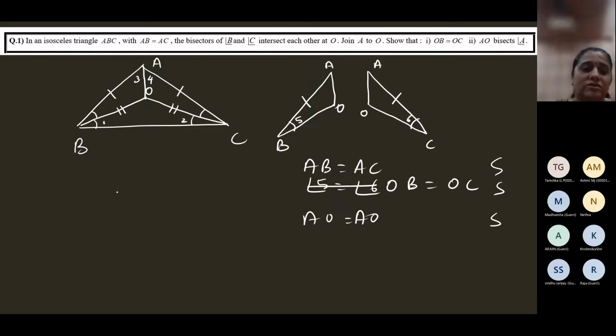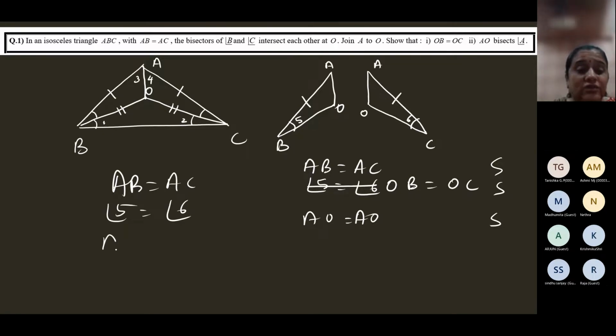Now my question is, I have written this, right? This is wrong. Wrong meaning it doesn't satisfy any congruence rule. SSA is not a valid congruence rule. Now my question is, what else can be done? Ma'am, AO should be represented with BO equals to OC, ma'am. Correct. You can remove this and write BO is equal to OC.